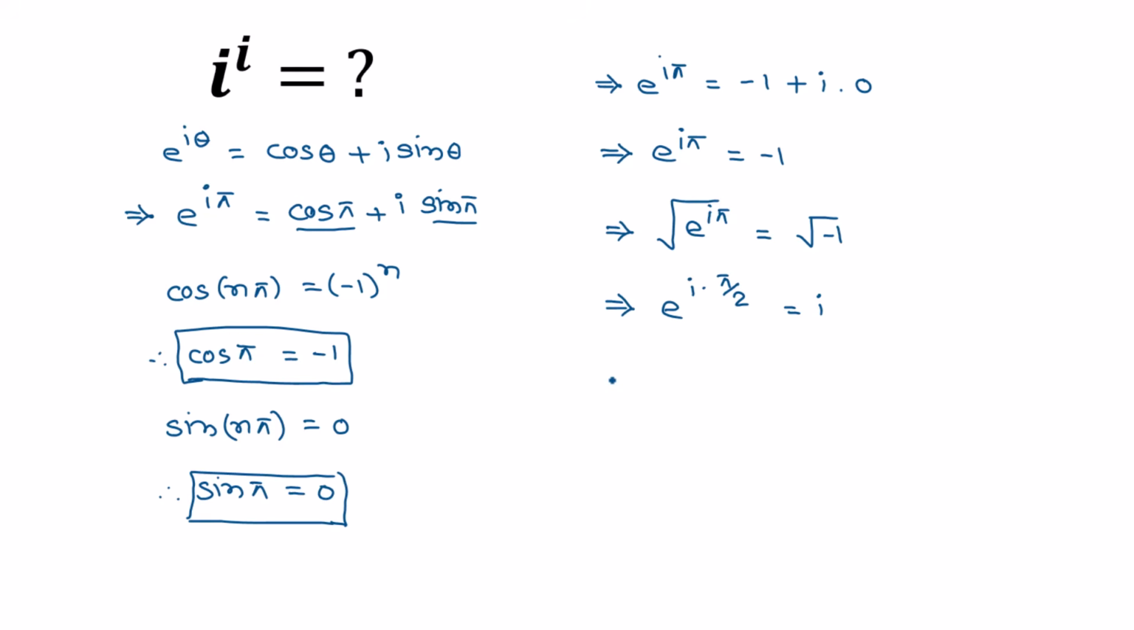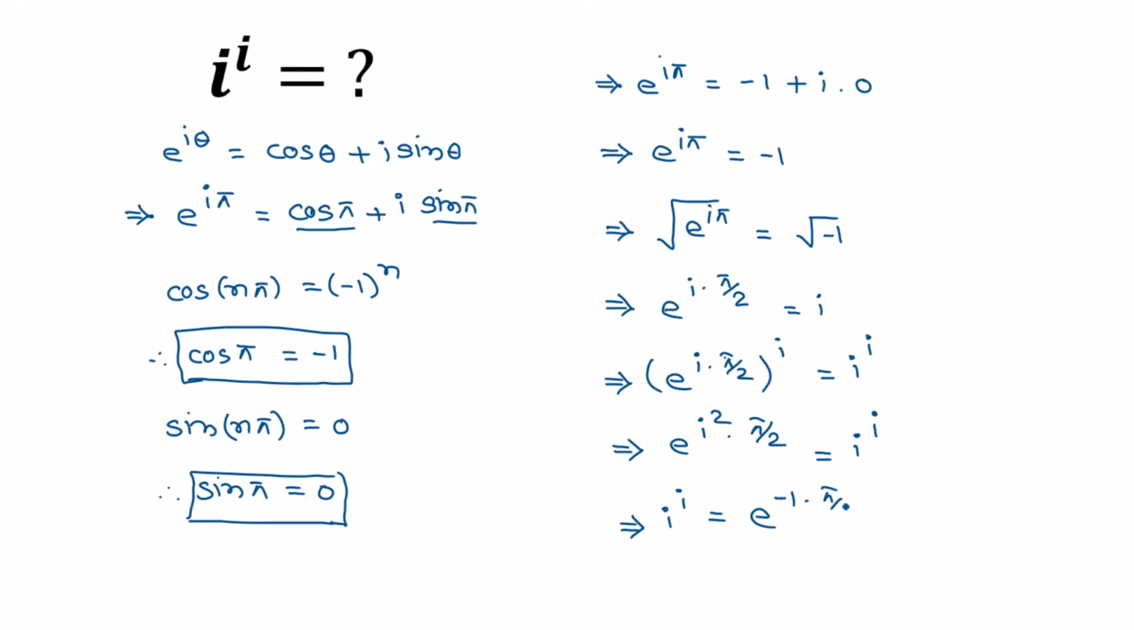Now raising both sides to the power of I, we get e to the power I times pi over 2, and the whole to the power of I is equal to, on the right side, I to the power of I. Or this is e to the power of I times I, which is I square, times pi over 2, equal to I to the power of I. Writing the right side to the left, I to the power of I is equal to, and this left side to the right, we can write e to the power of I square, which is -1, times pi over 2.